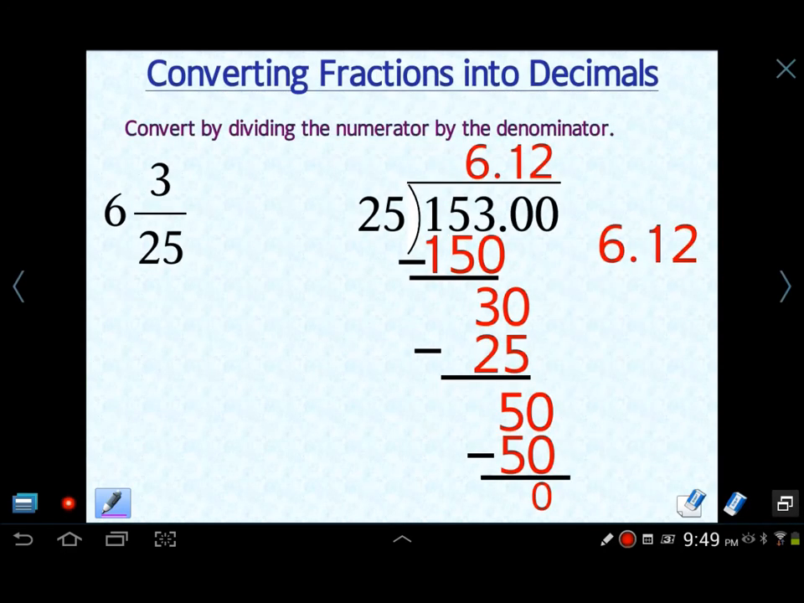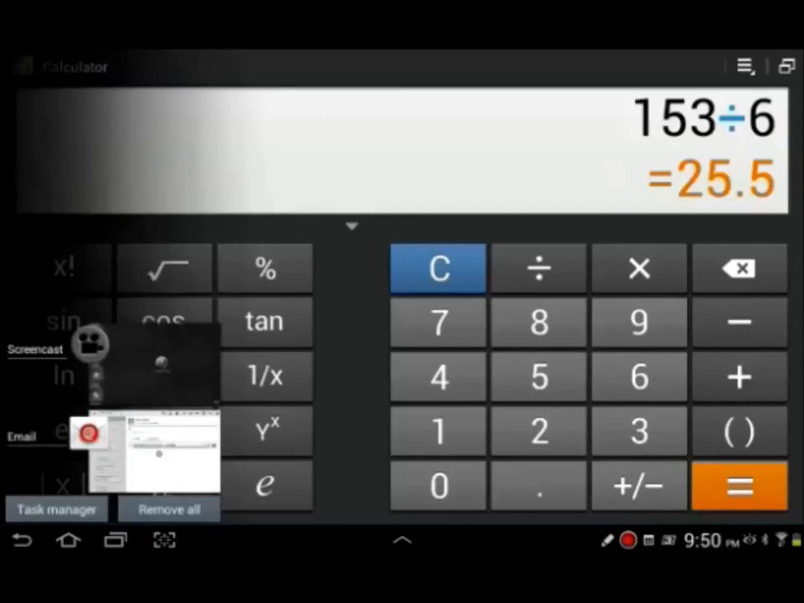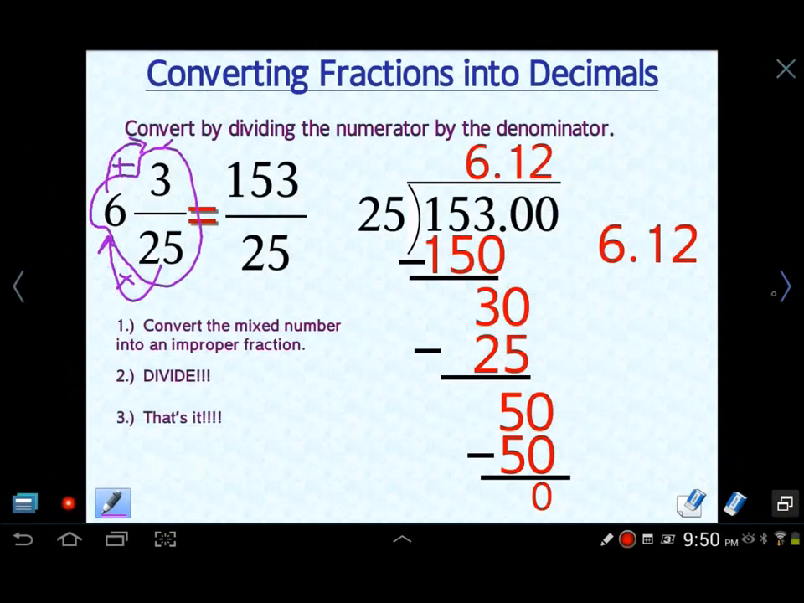Here's another one. This is one where you have a mixed number. So change the mixed number into an improper fraction first, and then go through the steps. So 153 25ths. We got that by doing 25 times 6, which is 150. 150 plus 3 is 153. Everything matches up.